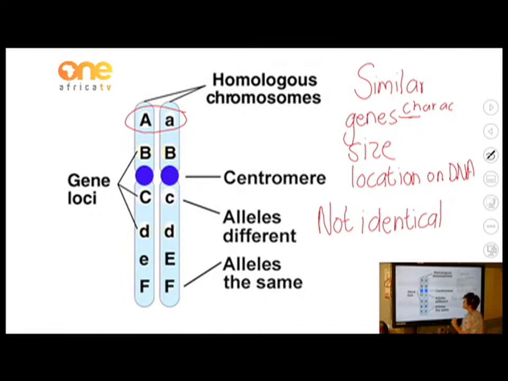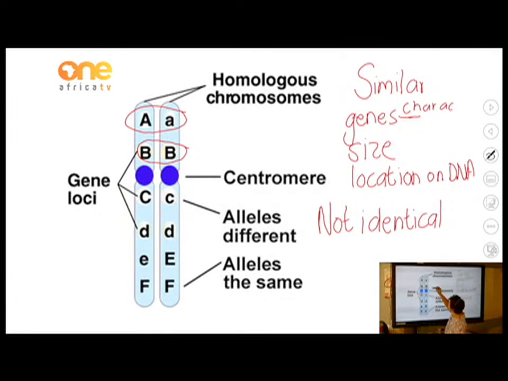Why can they not be identical? Because a gene has a specific locus, or genes have loci on the chromosome, and the two alleles can either be the same, which means the same allele has been inherited, or it can be different.